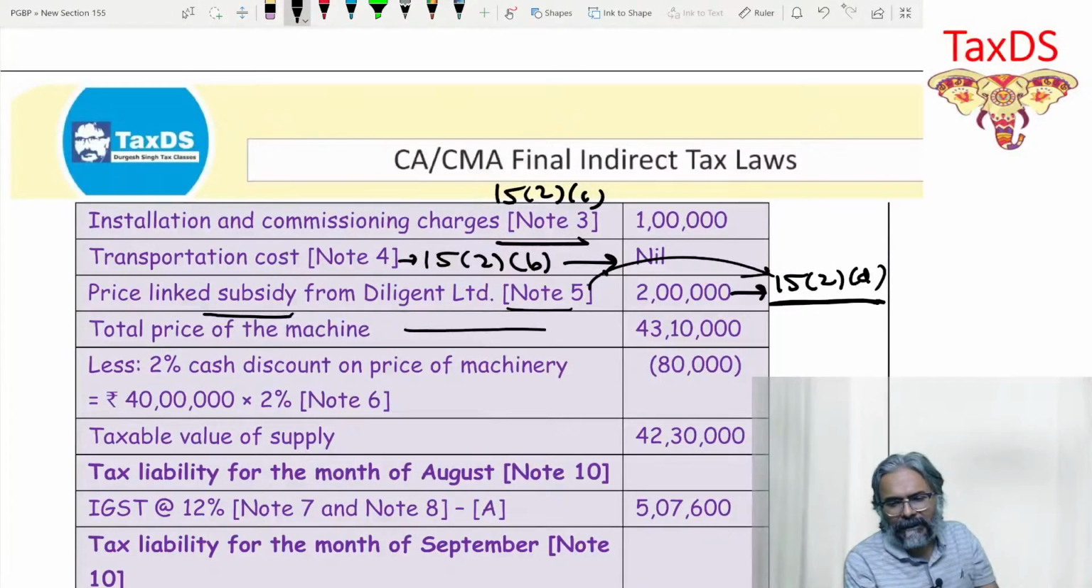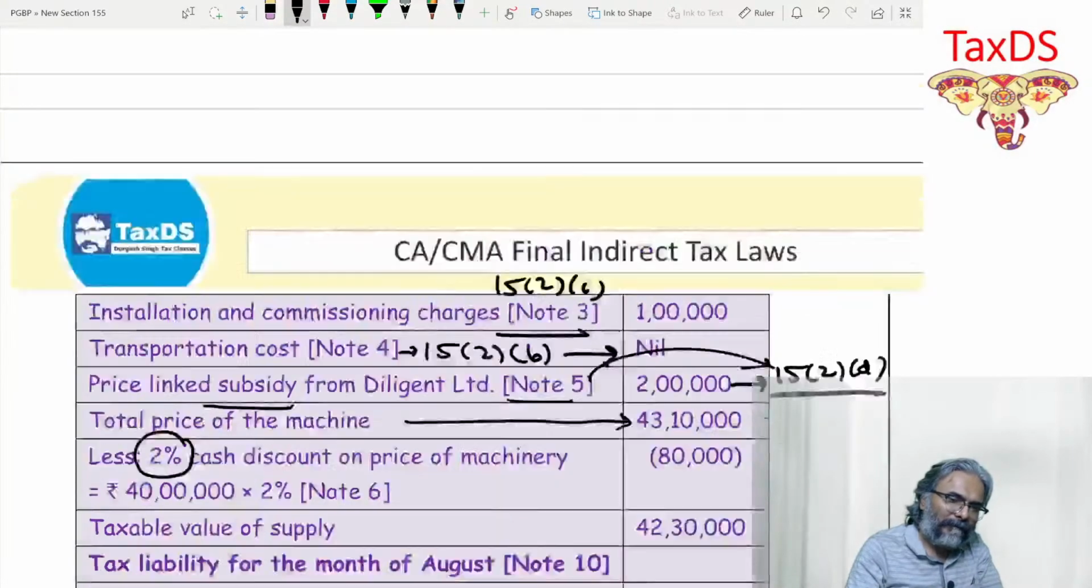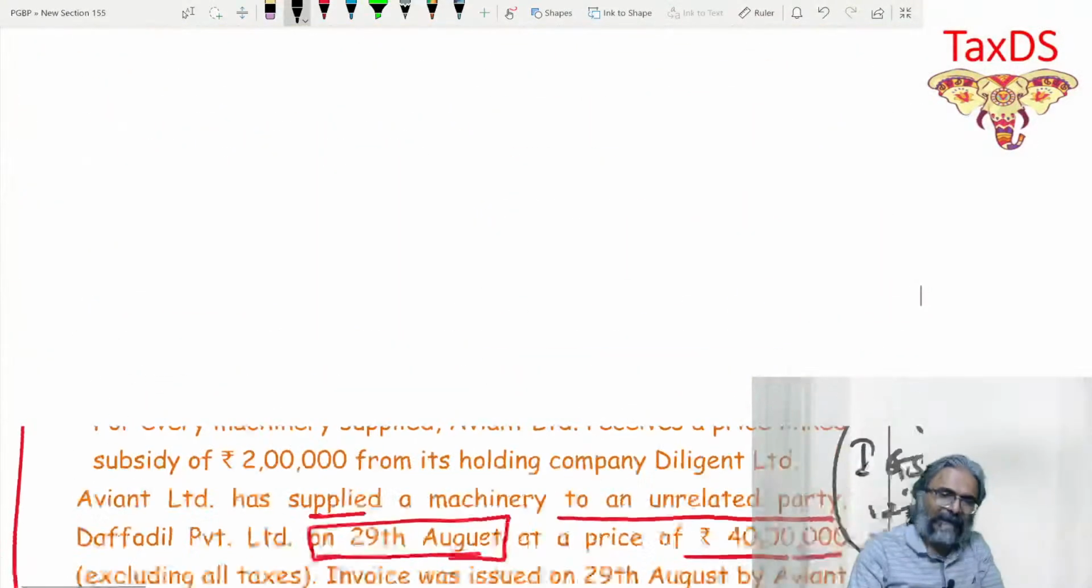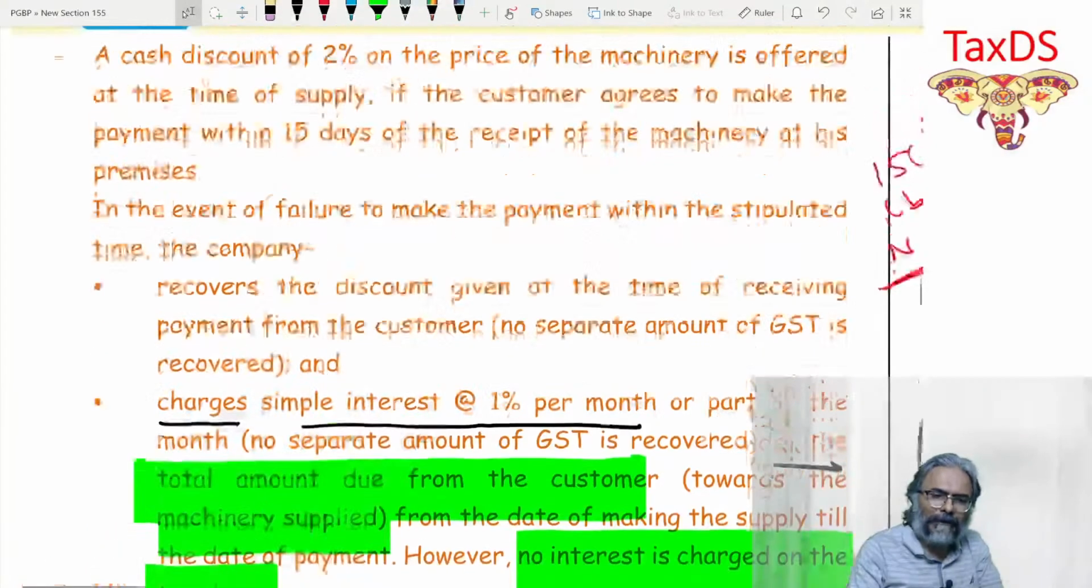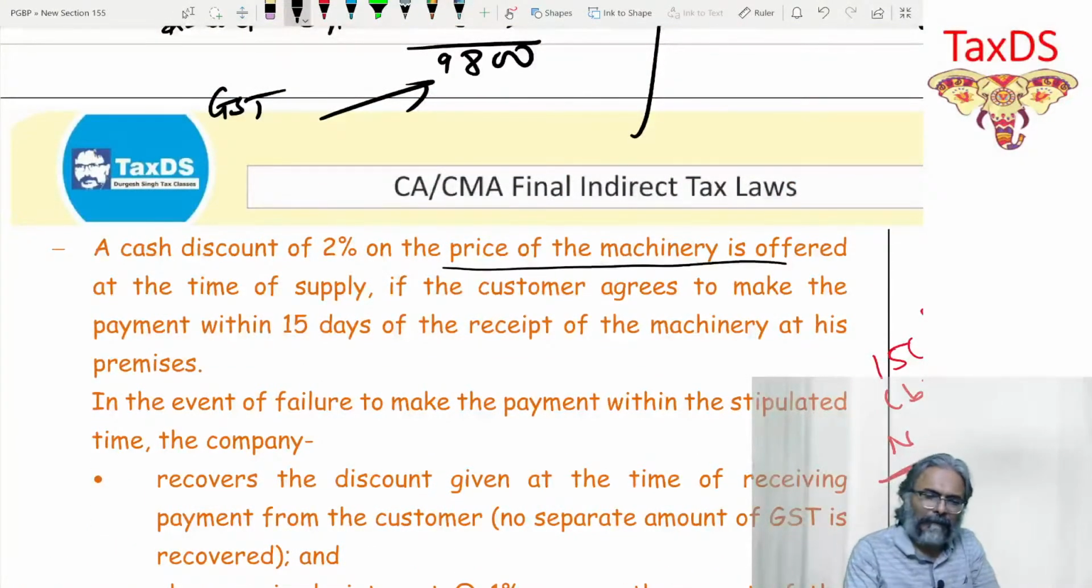Total price of the machine now. This is the total price of the machine. The cash discount, students, of 2% is on what? On the price of the machine. On the price of the machine, students.